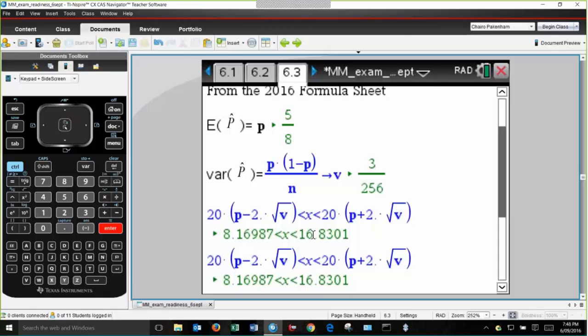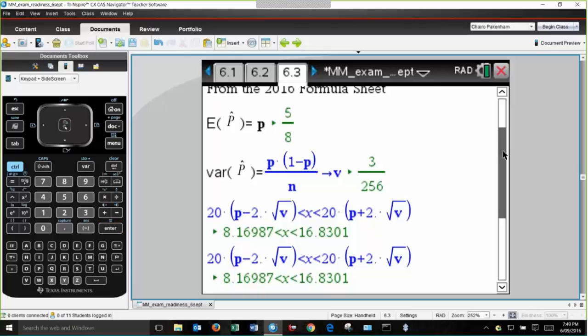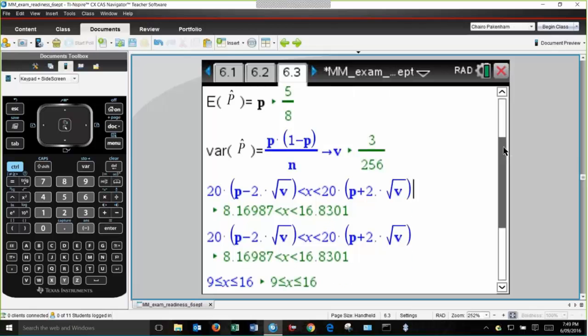Of course, I also know that x is a discrete random variable. It's the number of members who complete the exercise in a particular time. So if it's discrete and it's greater than that value and less than that one, it must be between 9 and 16. So it's not a matter of rounding, it's more a matter of ensuring that the values are discrete and that the values satisfy the inequalities.